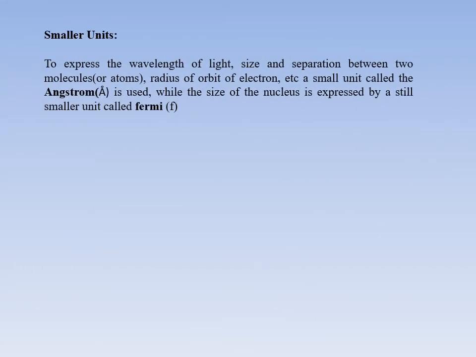Smaller units. To express the wavelength of light, size and separation between two molecules or atoms, radius of orbit of electron, etc., a small unit called angstrom is used, while the size of the nucleus is expressed by a still smaller unit called Fermi.